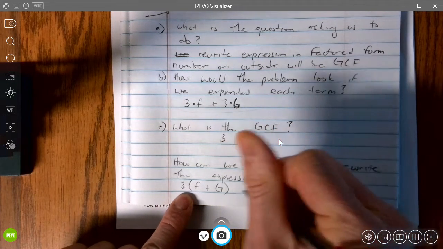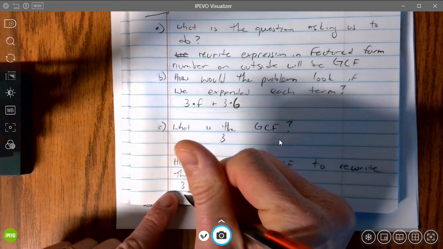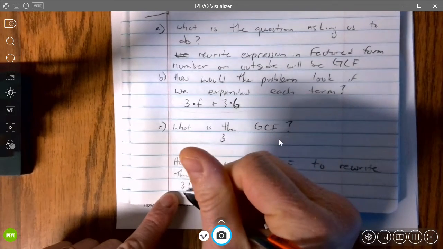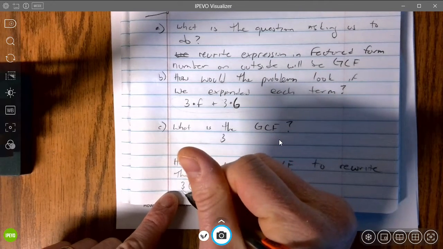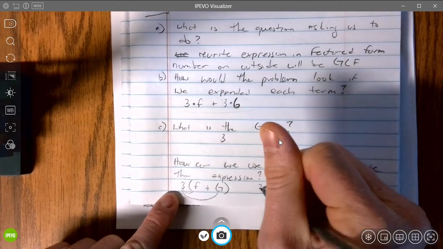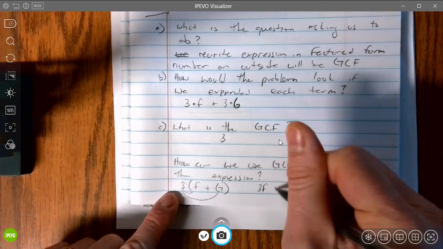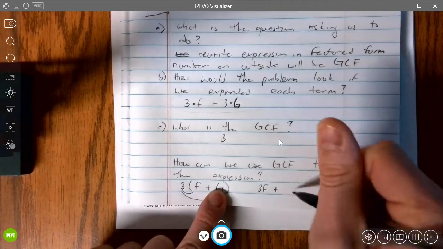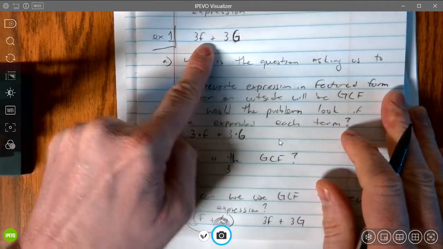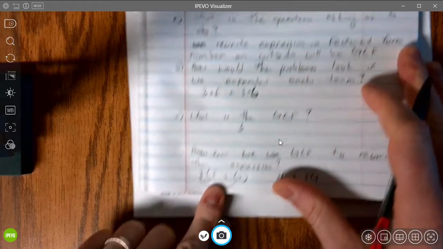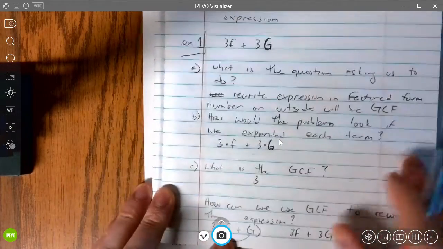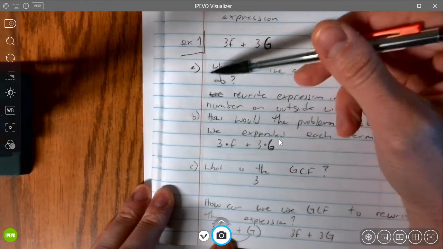And if I want to distribute this 3 back in, right? So this would be 3 times f and 3 times g. 3 times f is 3f. Keep my plus sign. 3 times g is 3g, which is what we had at the beginning. Okay, so all we're doing is finding the GCF of our two terms and factoring it out.